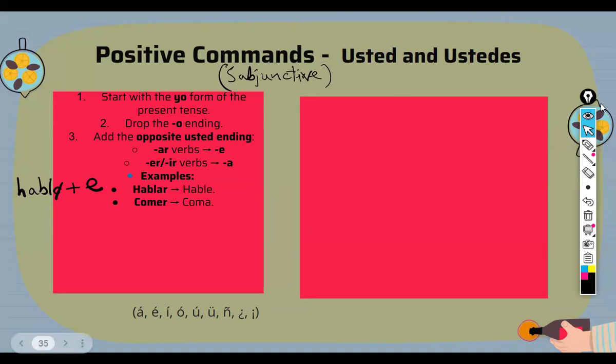Next example is comer. Take the yo form again, como. Cross off the ending. It's an ER verb, so we add the opposite ending, the AR verb ending, A. We get coma. And last one, escribir. Same thing, we start with escribo, take it off, and we add A, we get escriba.